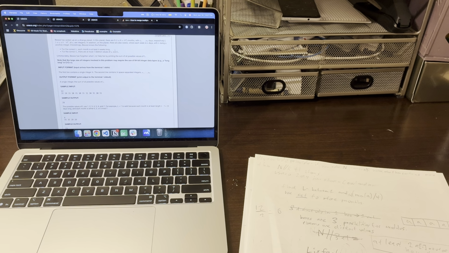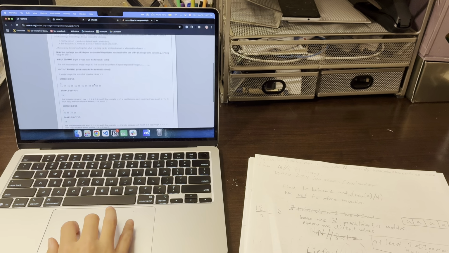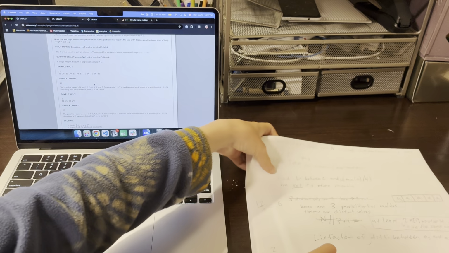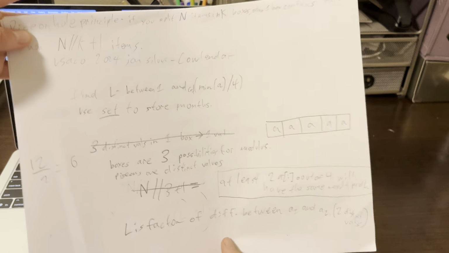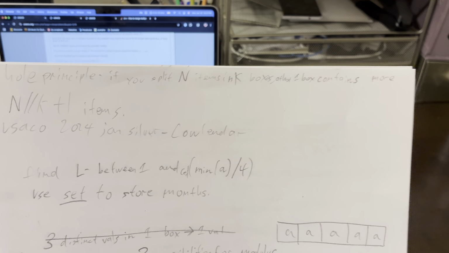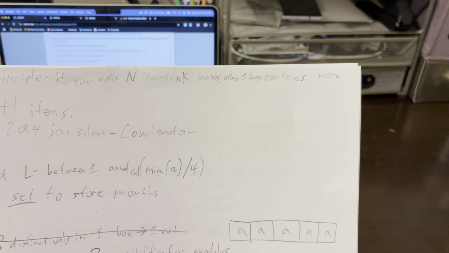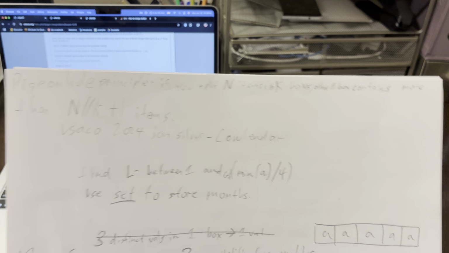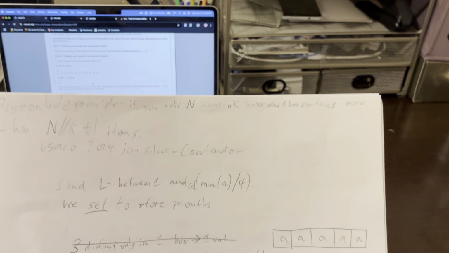The months can go up to 4 times 10 to the 9 days, which basically tells us that we cannot loop through every single L and check. But what we can instead do is make use of the pigeonhole principle, and this was pretty fun to learn about. Basically, the pigeonhole principle states that if you split n items into k boxes, then at least one box contains at least floor of n divided by k, plus 1 items.